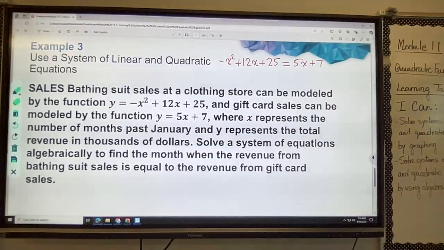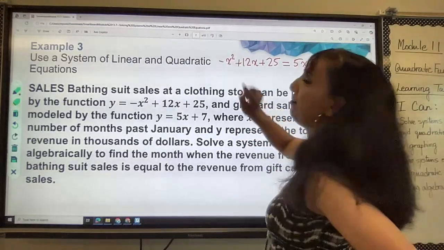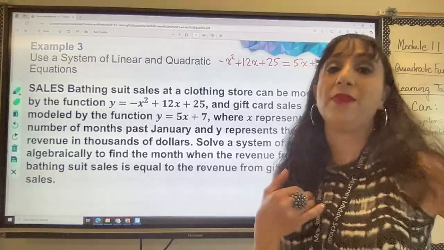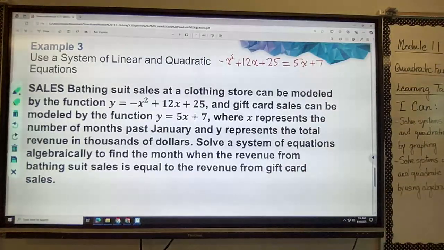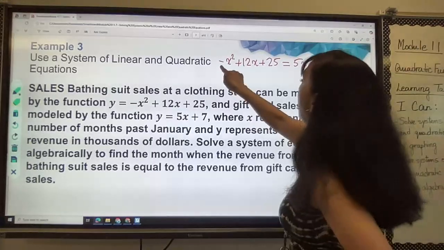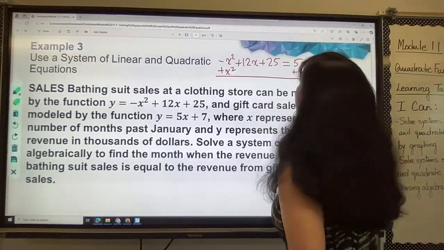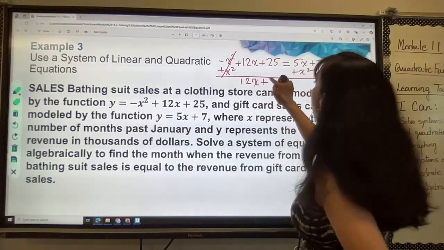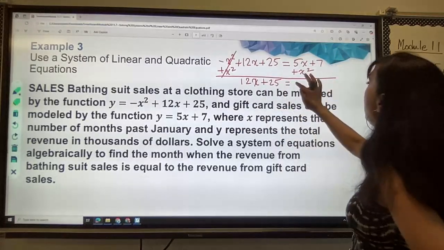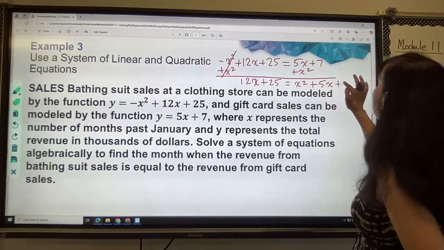Okay? Next, I am going to add x squared to each side. I try not to have a negative on this. Try to make that into a positive if possible. So I'm going to add my x squared, that would be plus x squared plus x squared. Okay, so I take this off and I'm left with 12x plus 25 is equal to x squared plus 5x plus 7.